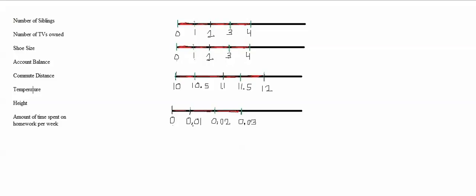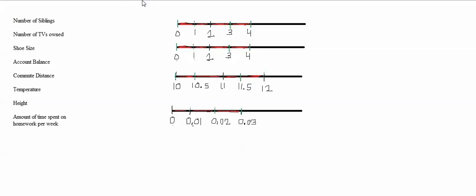Commute distance, temperature, height, and amount of time spent on homework per week would actually all be continuous variables. They are continuous variables because in each of these four examples, the possible values aren't separated from each other. We don't have any of these gap areas. So for each of these last four examples, the number line would be like this.